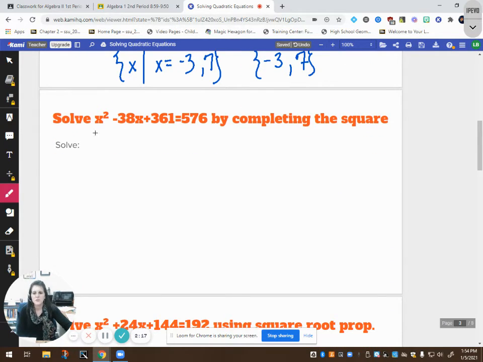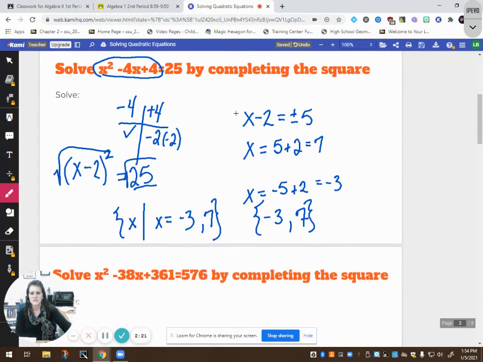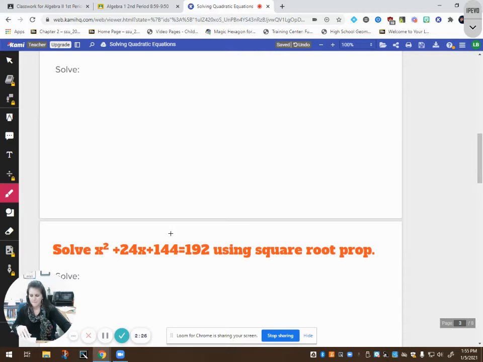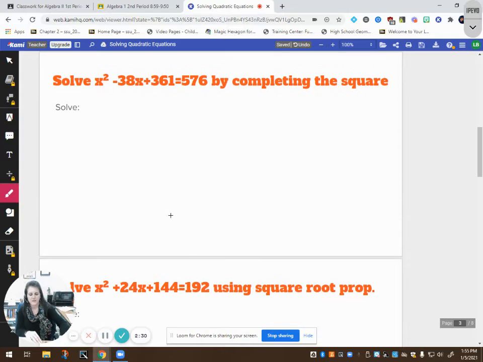Let's try to solve this one now by completing the square. I would love for you to pause the video. This is done identical to how we just did this one, so try it on your own. Okay, unpause, and I hope that you discovered that x is equal to negative 5 and x could equal 43.